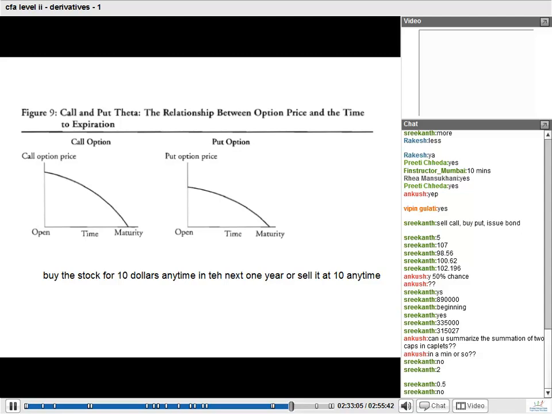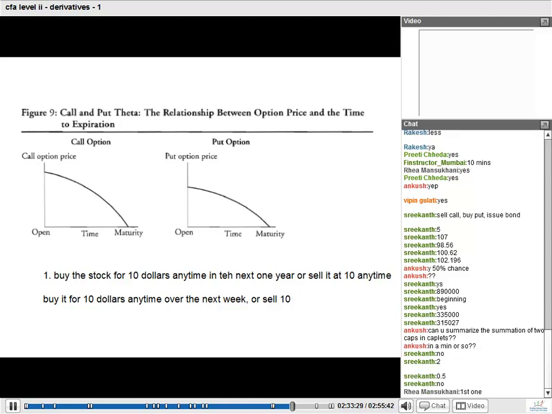And the next case is buy it for $10 anytime over the next 1 week. Or sell it at 10 over the next 1 week. Which option has more value, or which do you think you will prefer, 1 or 2?